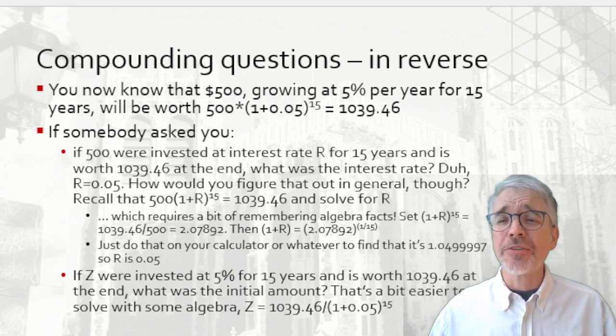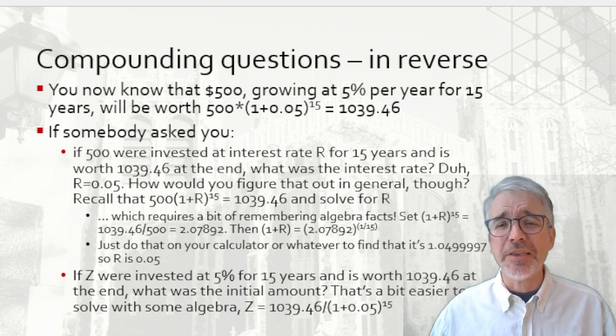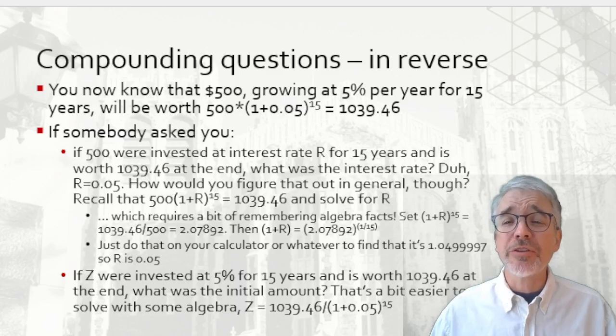Now we can ask the question: how to find z given that some amount z is invested at 5% for 15 years and worth 1039.46? That's a little bit easier with the algebra. z equals 1039.46 divided by (1 plus 0.05) all to the 15th power.